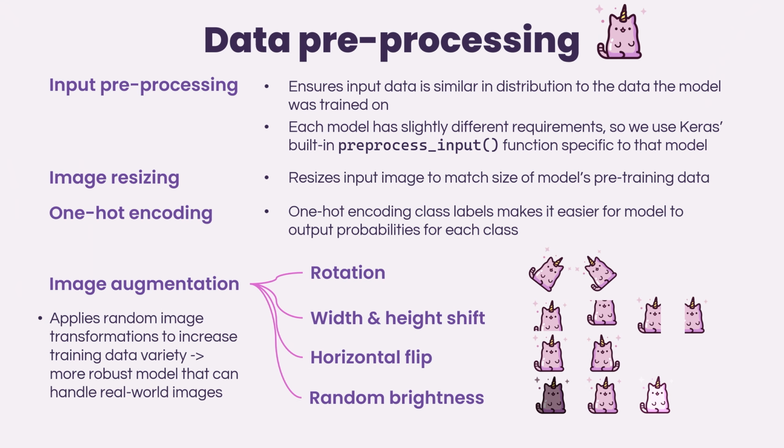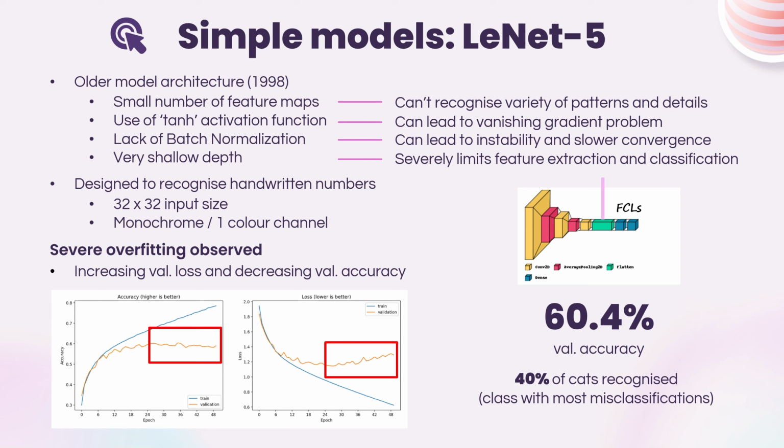Now we go on to our data pre-processing. For input pre-processing, we use Keras's built-in preprocess input function that is specifically tuned for each pre-trained model. For image resizing, we resize the image to fit the pre-trained model. For one-hot encoding, we one-hot encode the class labels. For augmentation, we apply random transformations to increase the training data variety and make for a more robust model. It randomly uses any of these augmentations over here, and these are the results when we put a picture through it.